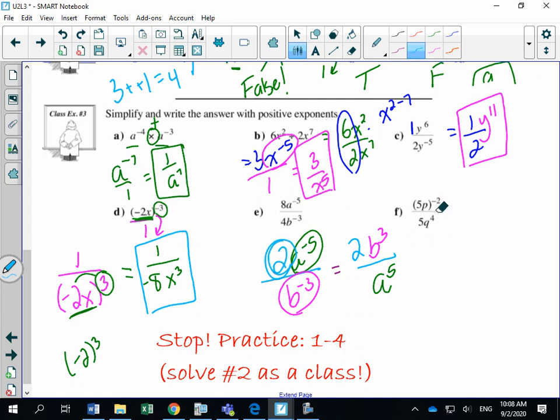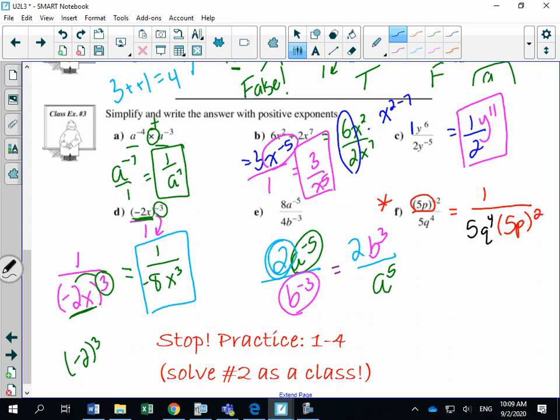Okay, this guy here, it's probably the most challenging one. So this -2, in order to make it +2, I need to write that down. So 5p in a bracket. As soon as I write it in the denominator, that 5p goes down and that -2 becomes +2. There's already something in the denominator, so I need to include that. So 5q to the 4.